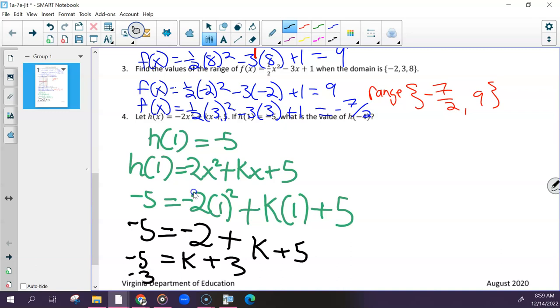On each of these quick checks, there is always a challenging problem. This was that.